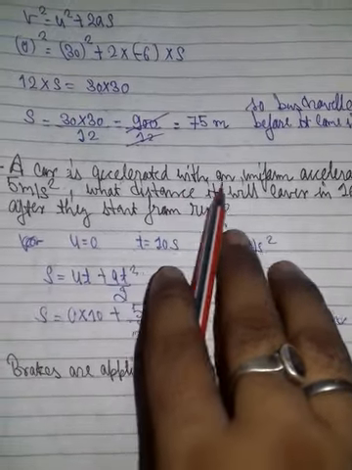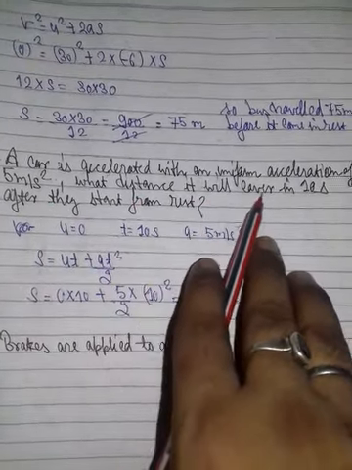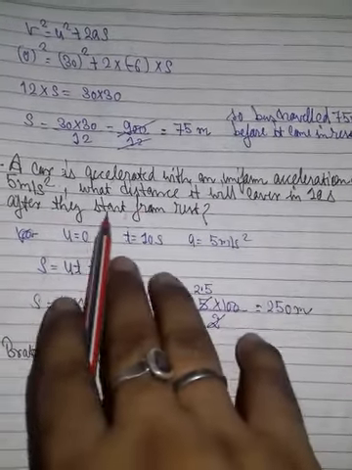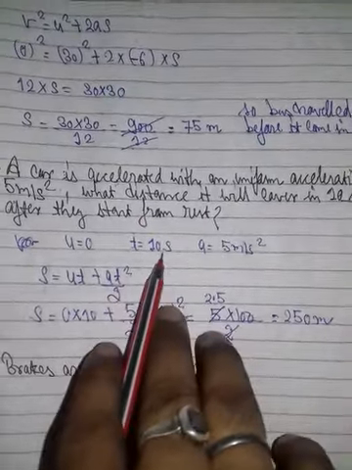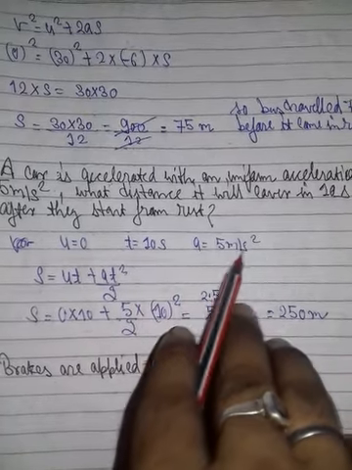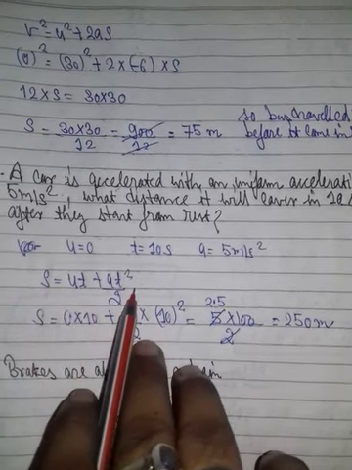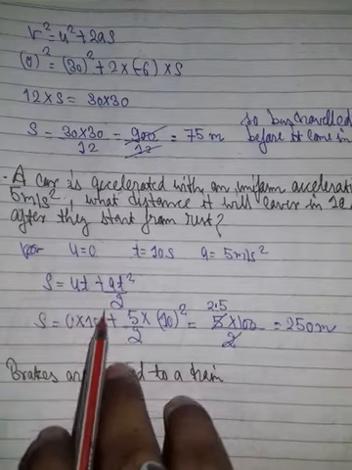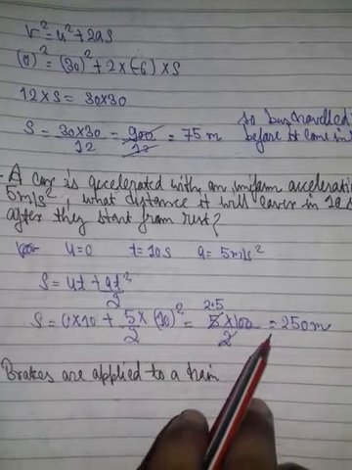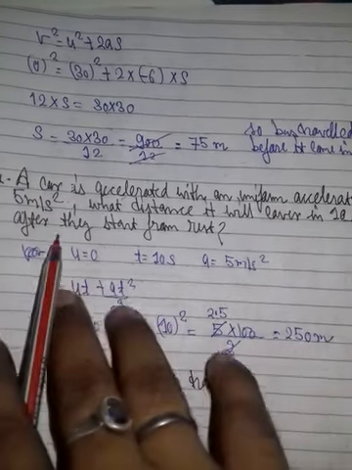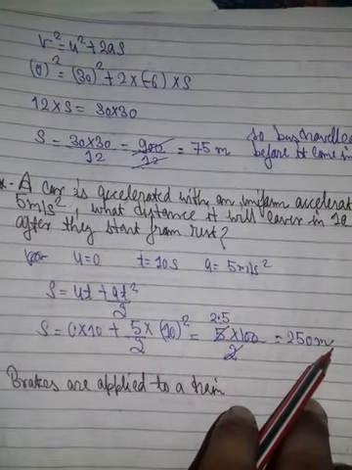A car is accelerated with a uniform acceleration of 5 meter per second square. What distance will it cover in 10 seconds after it starts from rest? Rest means that the initial speed is 0, time given is 10 seconds, acceleration produced is 5 meter per second square. We are using the second equation of motion, that is s = ut + half at square. Putting u = 0, t = 10, and acceleration 5 by 2 into 10 whole square, solving this, there is 250 meter. So with this acceleration of 5 meter per second square, the body covers 250 meter in 10 seconds.